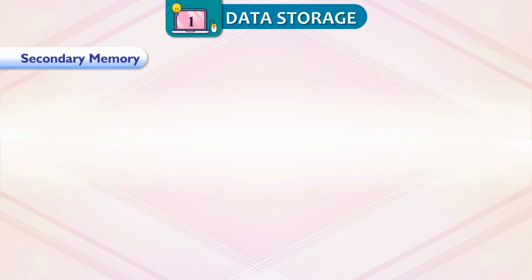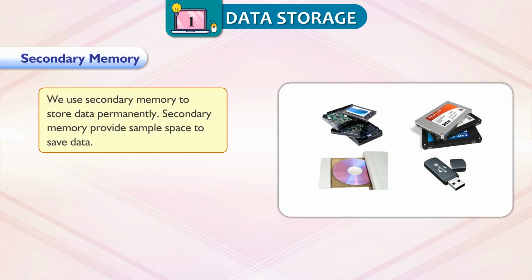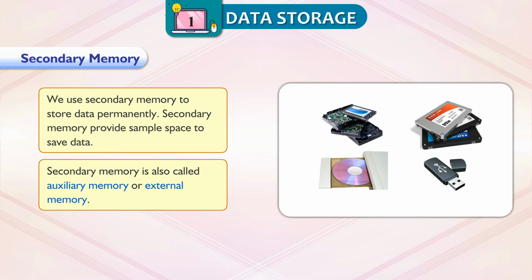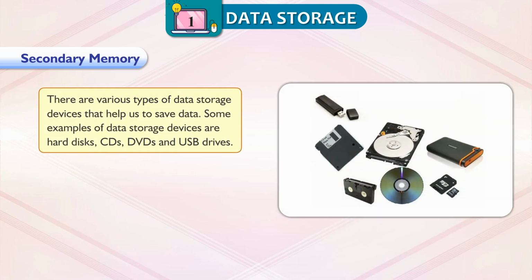Secondary memory. We use secondary memory to store data permanently. Secondary memory provides ample space to save data. Secondary memory is also called auxiliary memory or external memory. There are various types of data storage devices that help us to save data. Some examples of data storage devices are hard disks, CDs, DVDs, and USB drives.